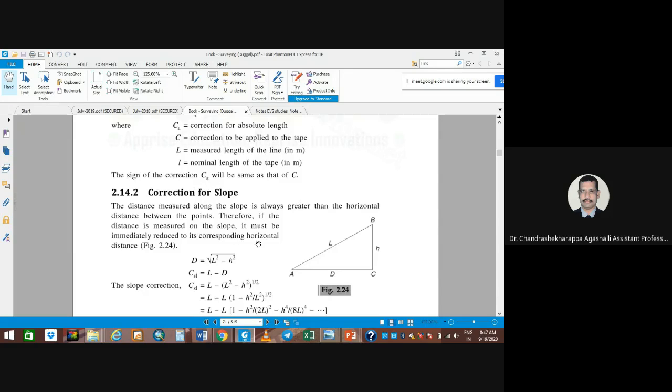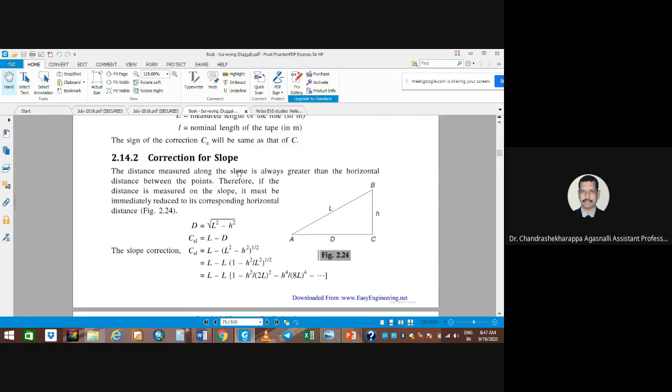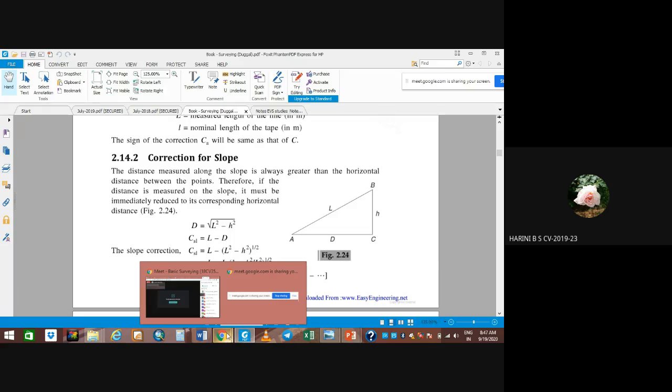Okay, so here is the correction for slopes. Voice is audible, right? Chiranjeevi, Adarsh, Yes, the voice is audible.